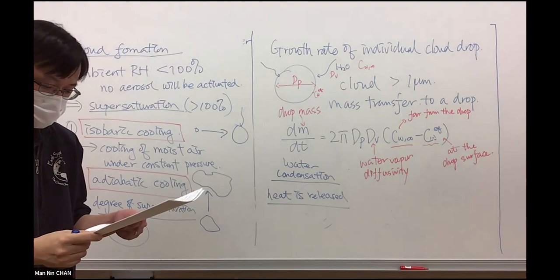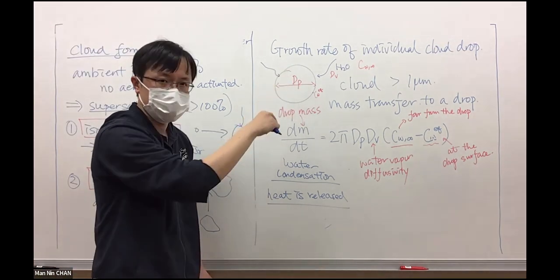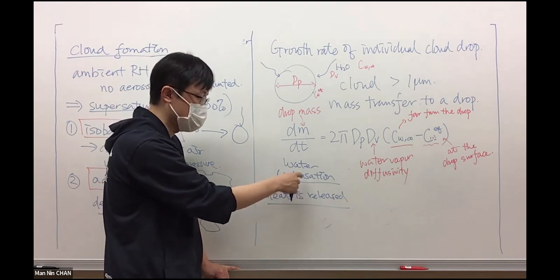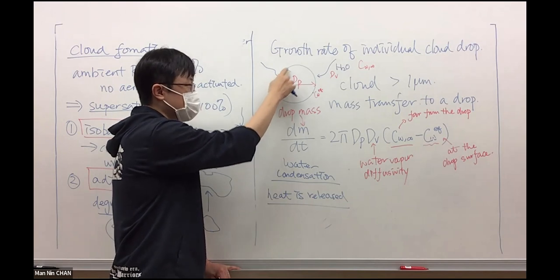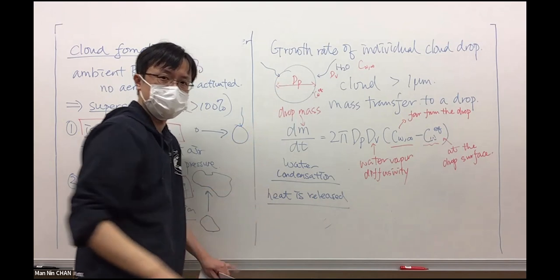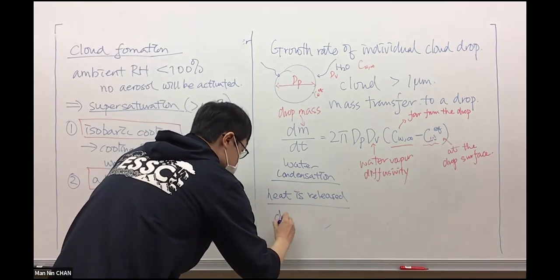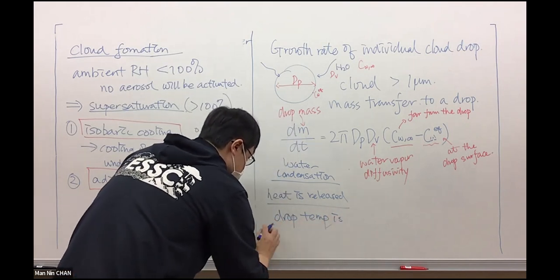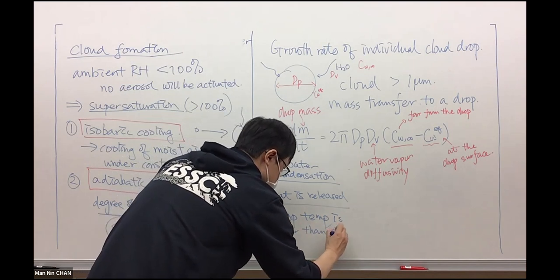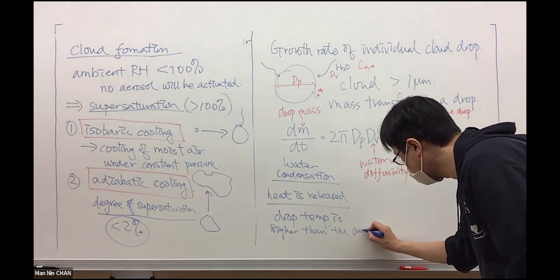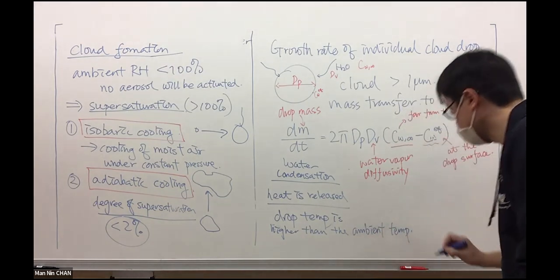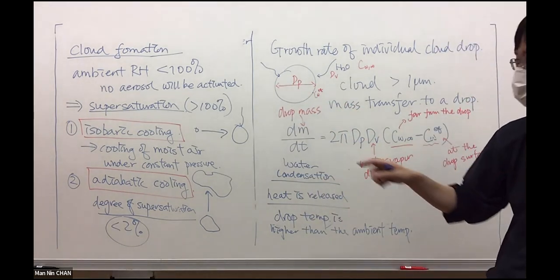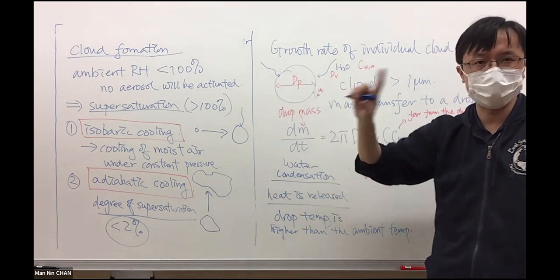So when you have this condensation, you can argue, if this process is significant, that means your water condensation is significant, and then a certain amount of heat can be released due to your water condensation. Therefore, the droplet temperature at the surface will be higher. If this process is vigorous and you have a lot of heat being released, the temperature will rise at the surface.